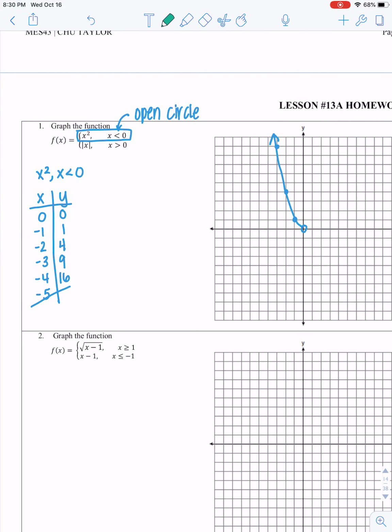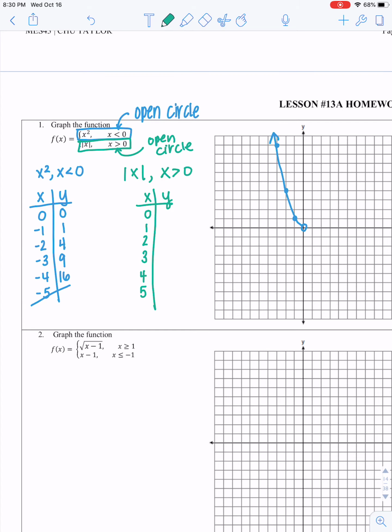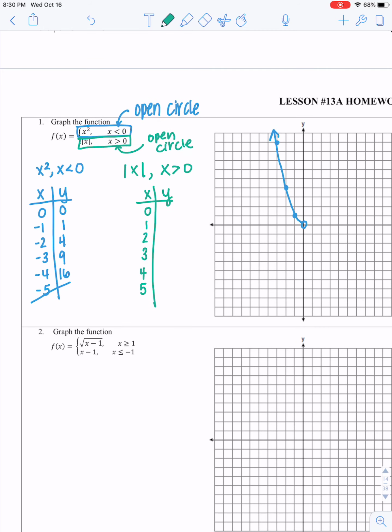And I'm going to graph the second graph, which is the absolute value of x when x is greater than 0. So again, since there is no or equal to, this is an open circle. So let's start. We make our table, x, y. We start off with 0, and we want to think about numbers greater than 0. So we got 1, 2, 3, 4, 5. And if we need more numbers, we'll put more numbers in. But let's stop here for now.